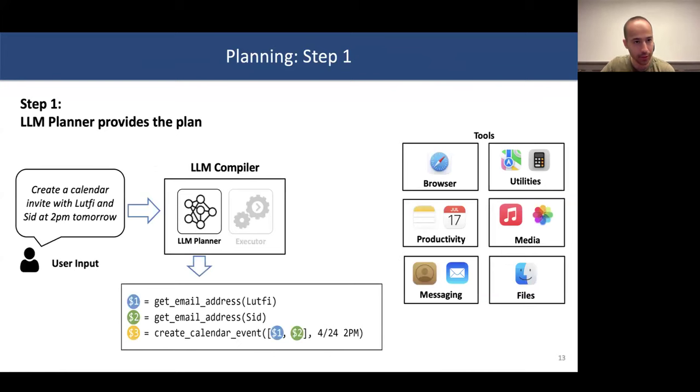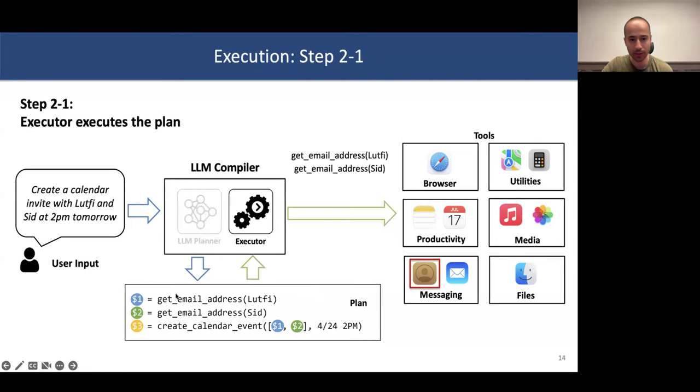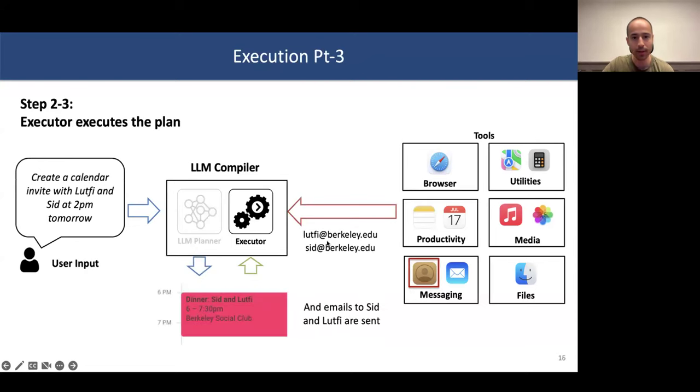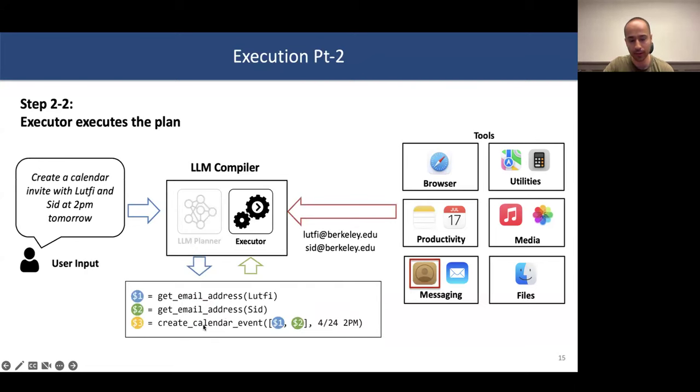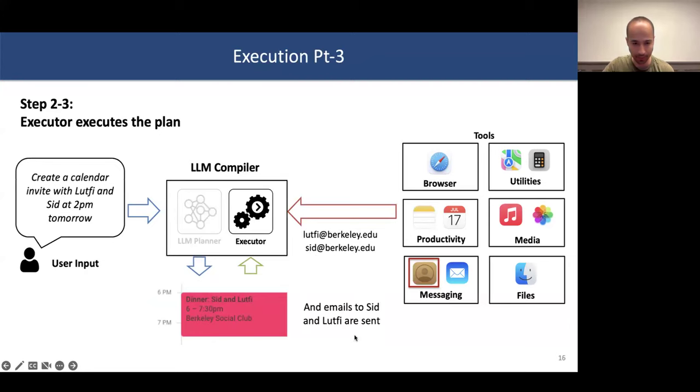So let's look at the execution graph. Imagine I magically gave you this: create a calendar invitation with Lotfi and Sid tomorrow at 2 p.m. translates into this intermediate representation. First, these two tasks can be executed in parallel, getting the email addresses of Lotfi and Sid. So I can basically use Apple's contacts tool to get that data. Let's say I get their emails. Then I need to call this create calendar event using their email addresses, right? And this is all filled out by the LLM, right? And then finally, I have the calendar invitation here.